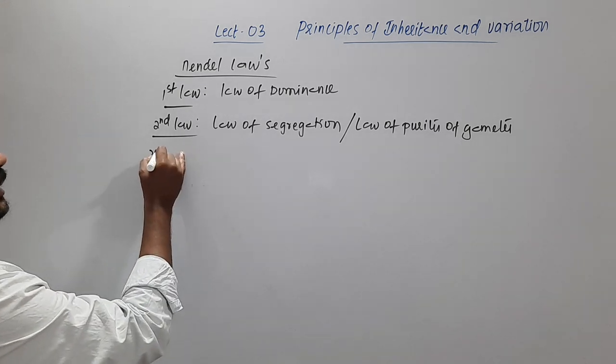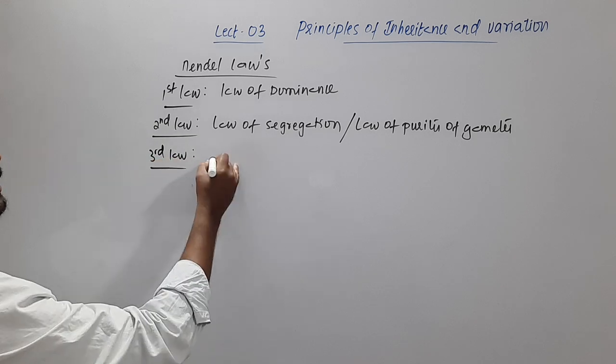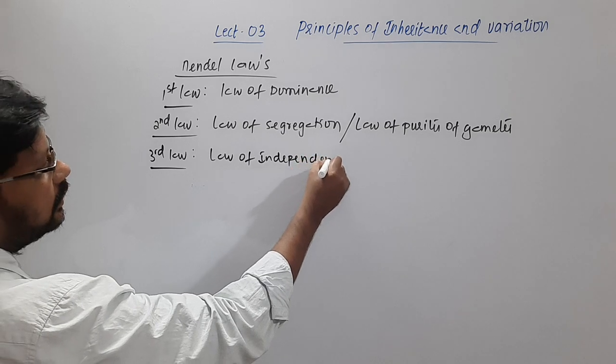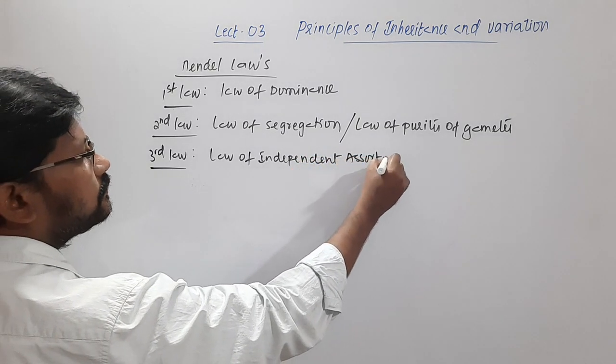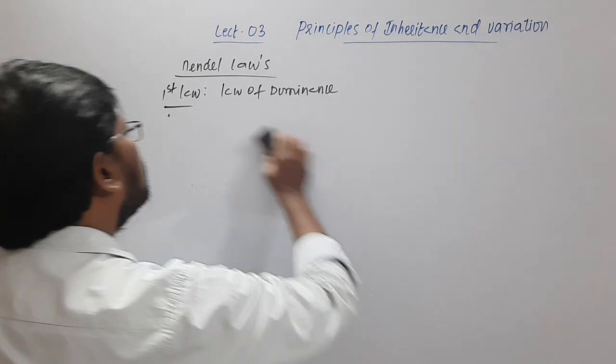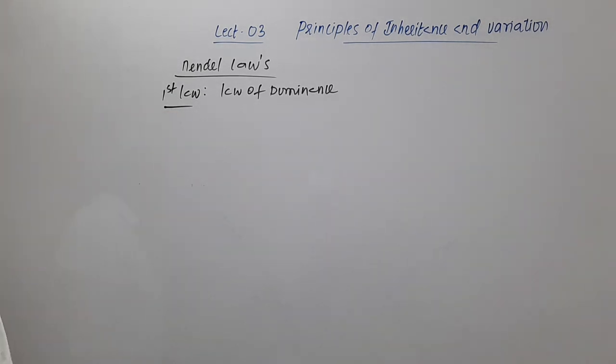And the third one we'll see is the law of independent assortment. Now we will try to understand these three laws: what actually the law of dominance is, the law of segregation or law of purity of gametes, and the law of independent assortment. Let's see the first one, the law of dominance.